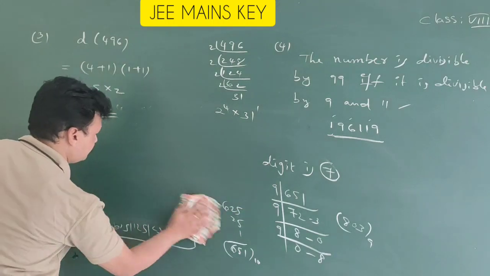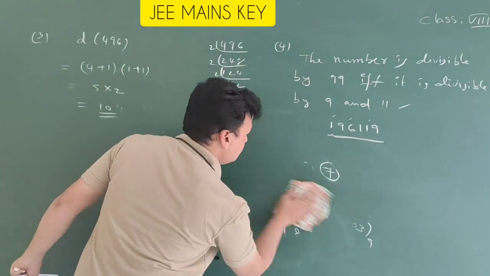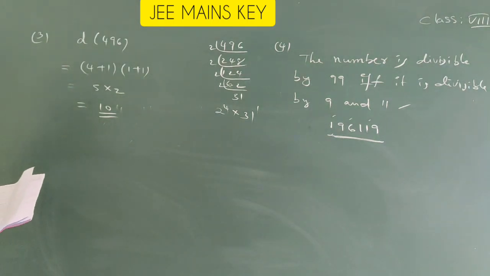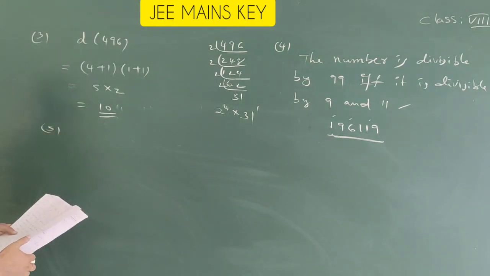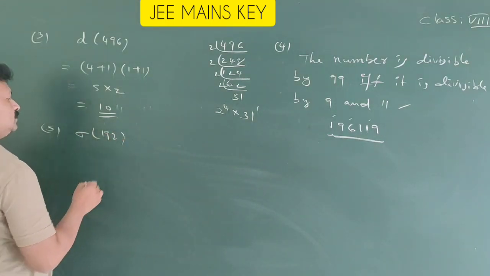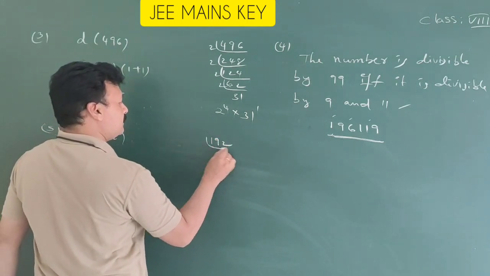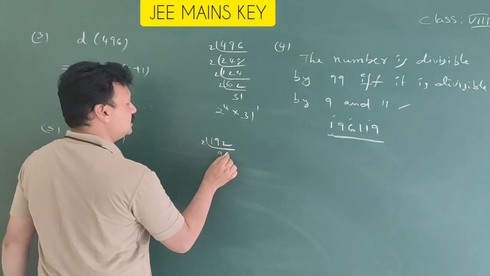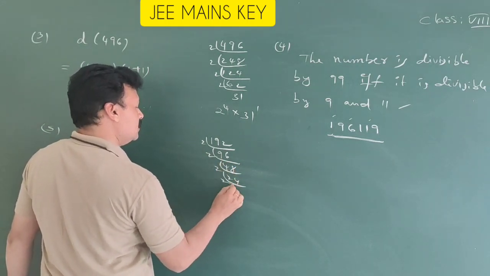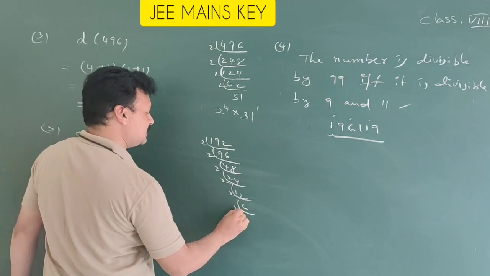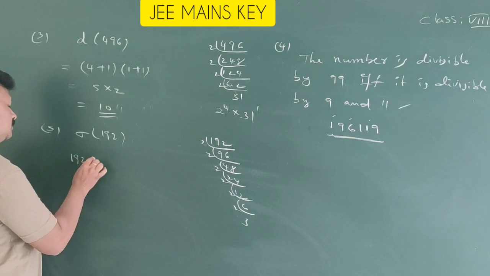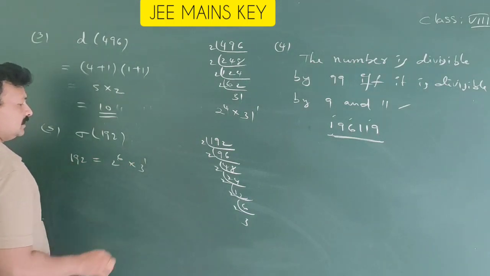Fourth case. Next, fifth one. The sum of divisors of 192. First of all, the prime factorization of 192: 96, 48, 24, 12, 6, 3. So 2 power 6 into 3. 192 equals 2 power 6 into 3 power 1.